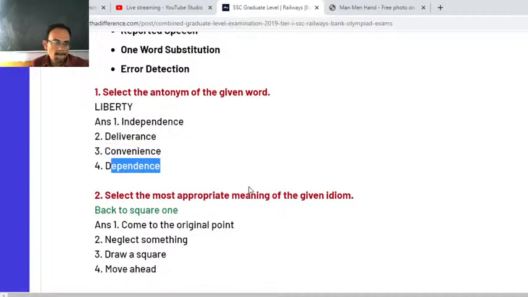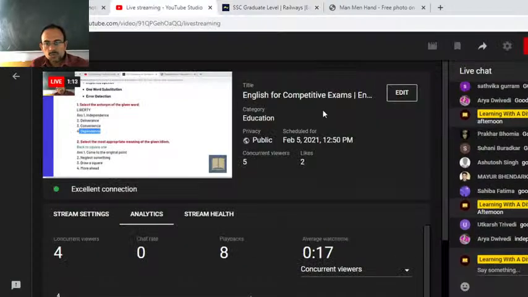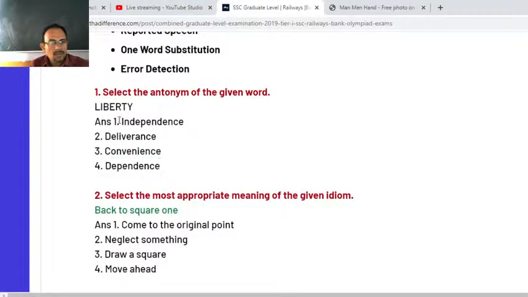Liberty, independence, Arya. Liberty, but liberty's antonym, no? Antonym will be dependence. Antonym means opposite words, right? The opposite word will be dependence. So select the antonym of the given word. Antonym of liberty is dependence, right?